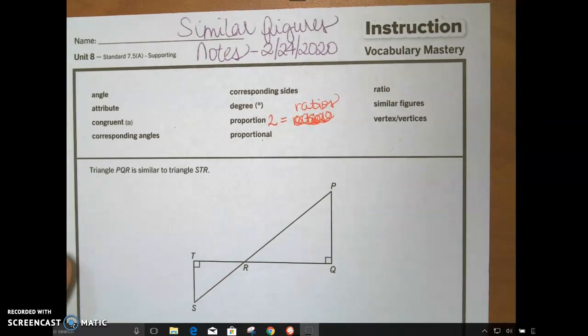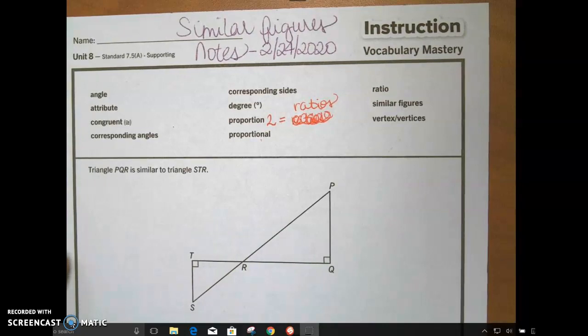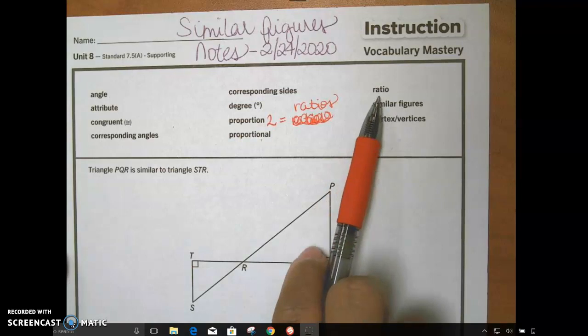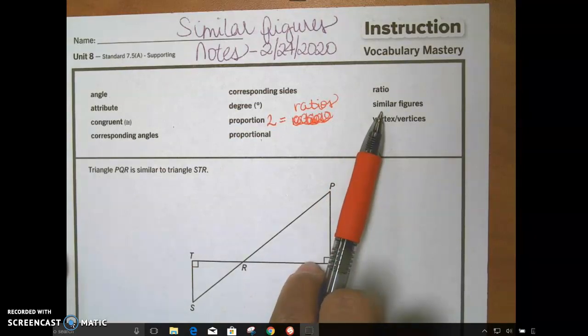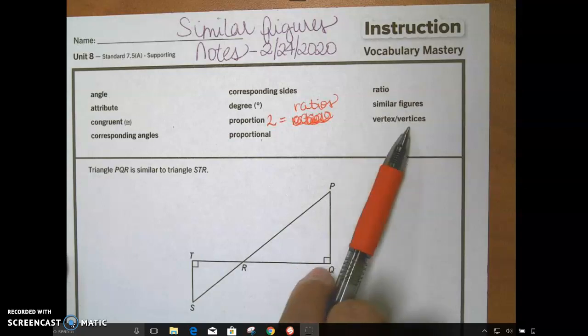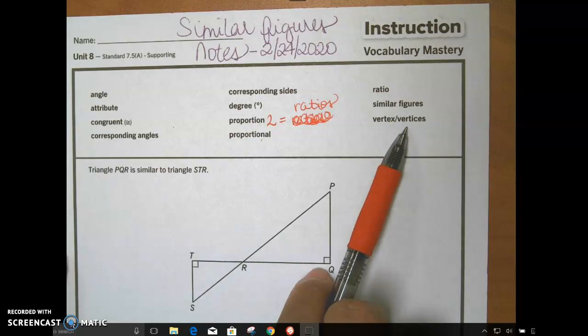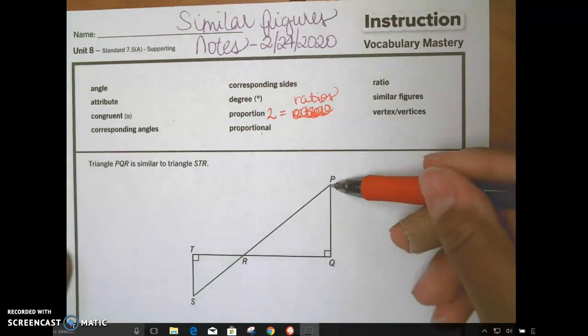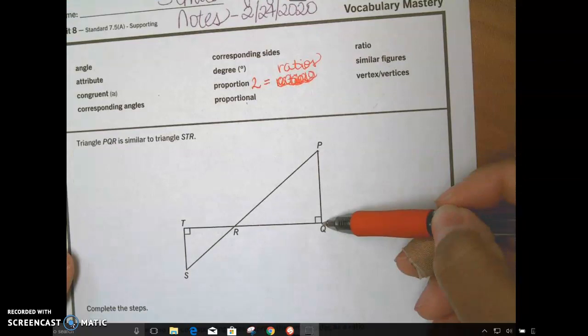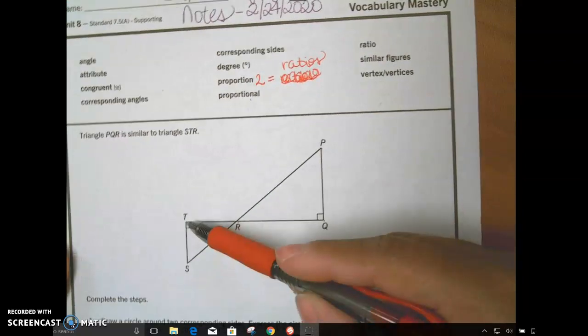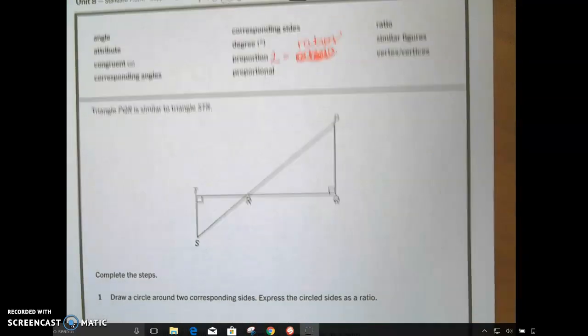Proportional means that they are proportionally related, and I can set up a proportion and they would be equal. A ratio is a comparison of two values. Similar figures means figures that look alike, have the same shape, but are different in size. And a vertex is one corner, vertices are two or more. So this is a vertex, this point. This is a vertex. This is a vertex. So is that one, and so is that one.